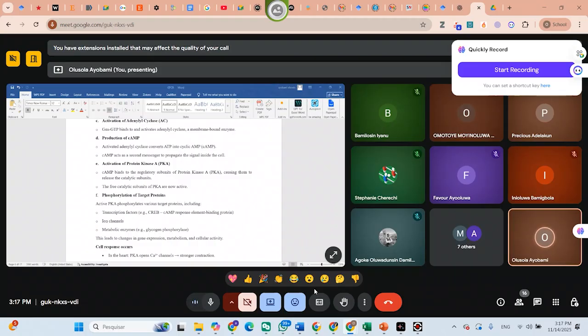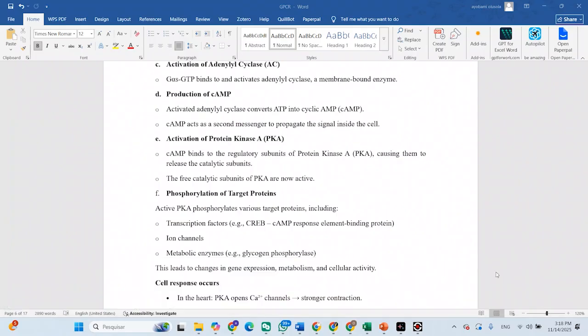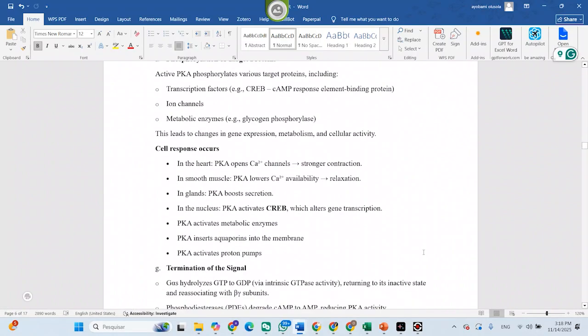So what are some of the target proteins that protein kinase A phosphorylates? We have transcription factors like CREB. CREB is cAMP response element binding protein. When it phosphorylates CREB, CREB can then go on to elicit pharmacologic effect. Then it can phosphorylate ion channels and metabolic enzymes. And once this takes place, then we can have our cellular response, okay?